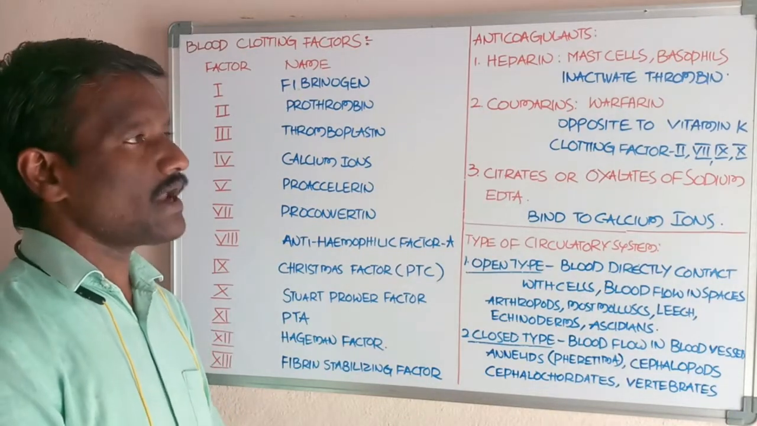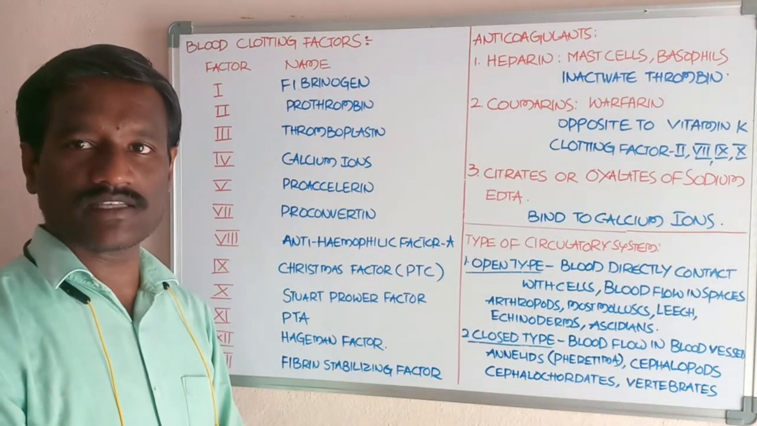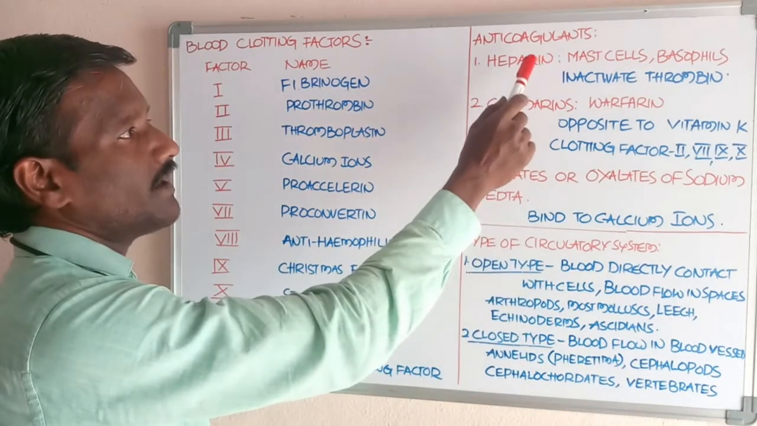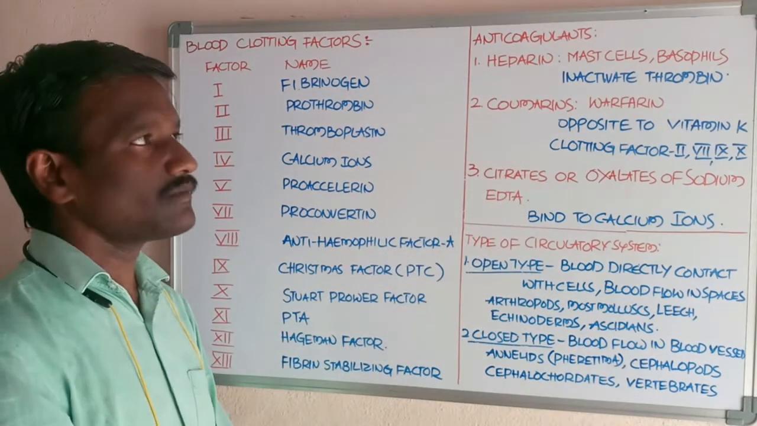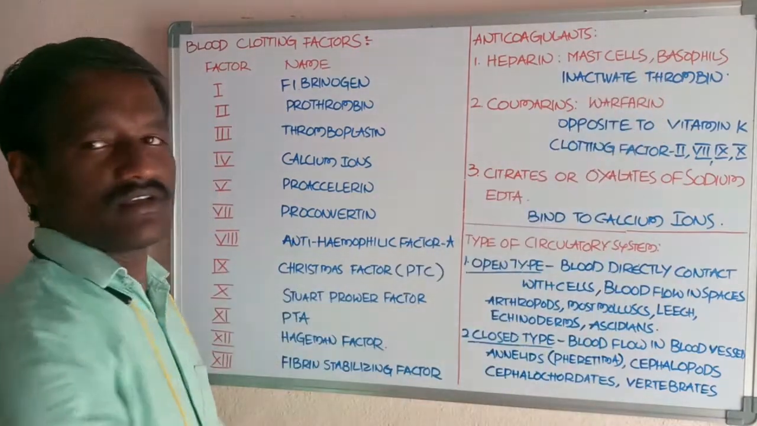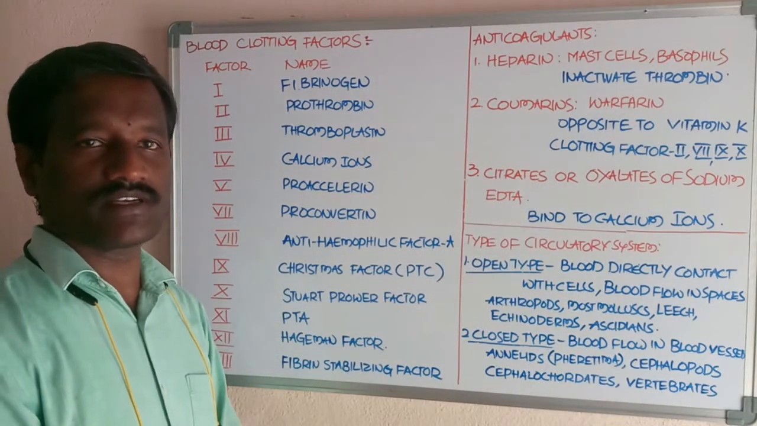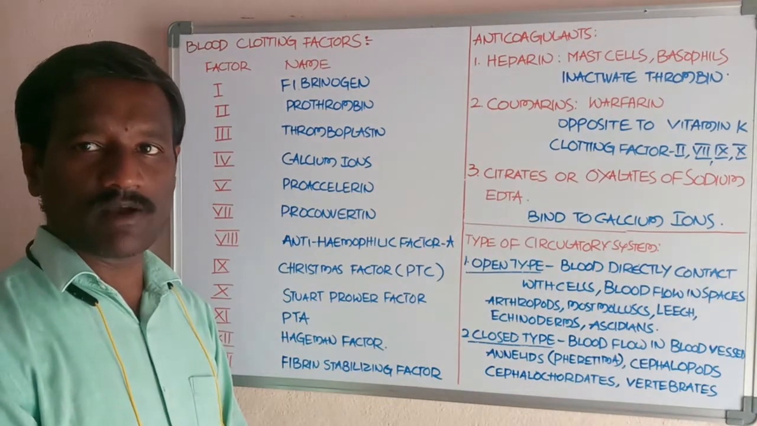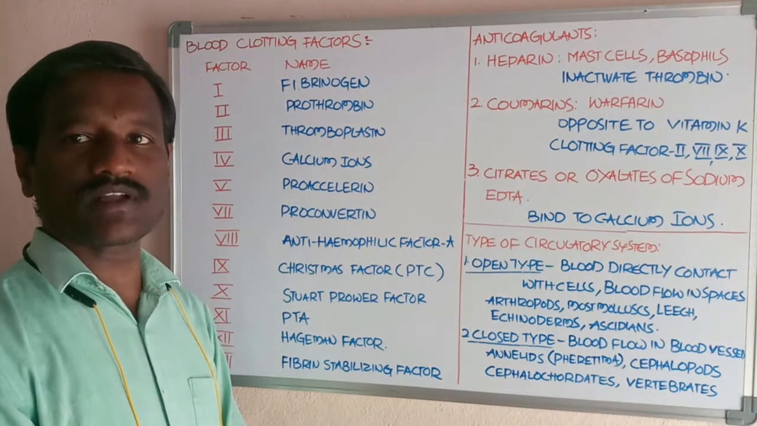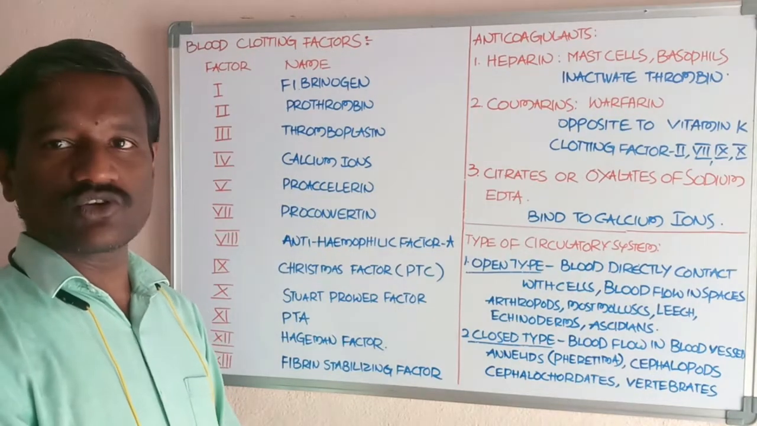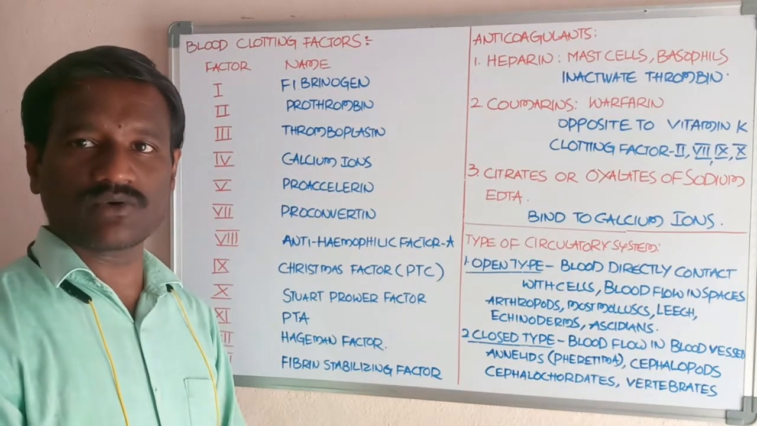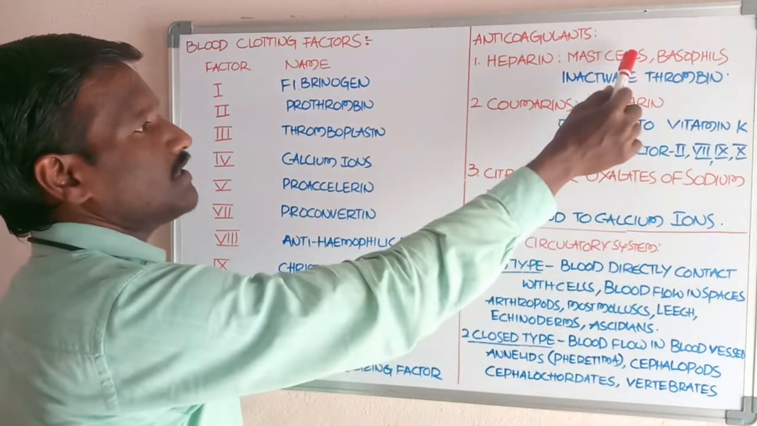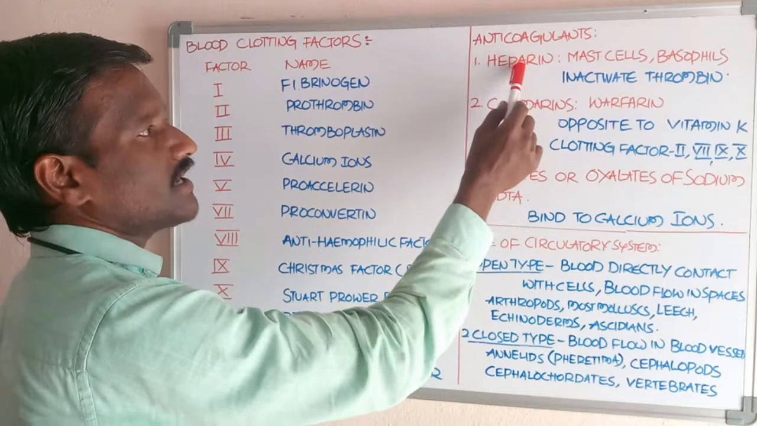Okay, heparin is chemically a heteropolysaccharide. Students, chemically it is a heteropolysaccharide. And the basophils also secrete heparin. Basophils are one type of white blood cells, included in granulocytes. Basophils are also present in connective tissue of the body of animals. These both types of cells secrete heparin.